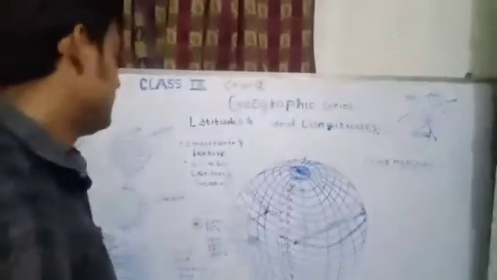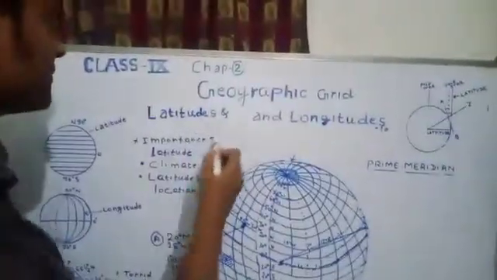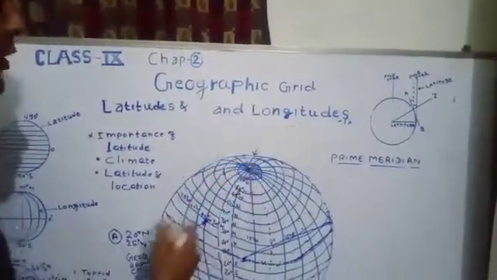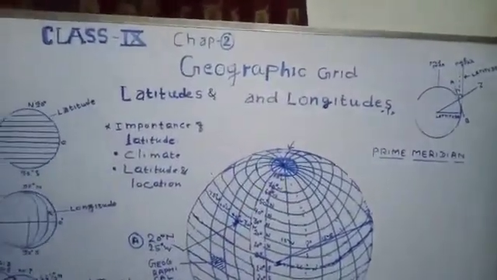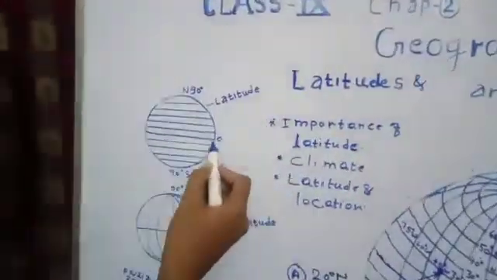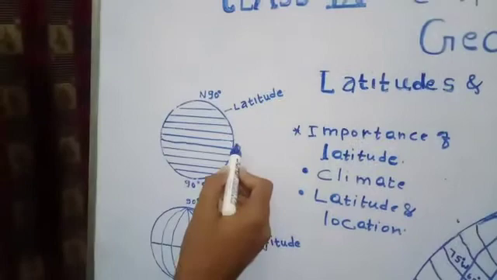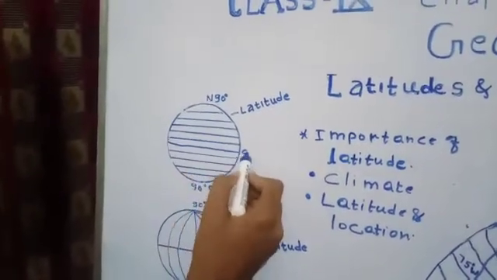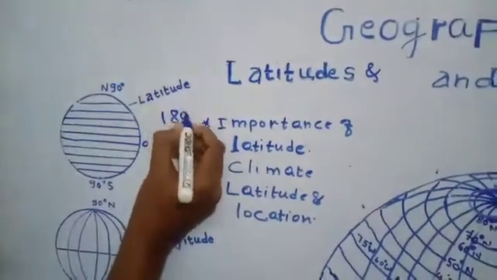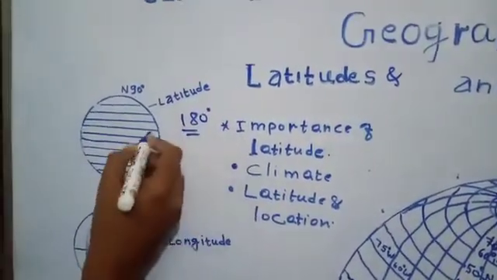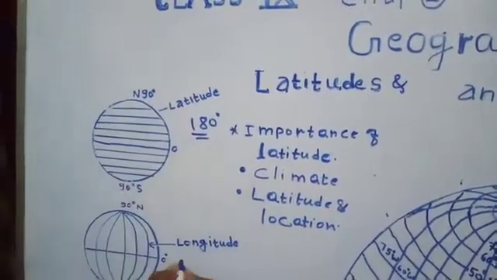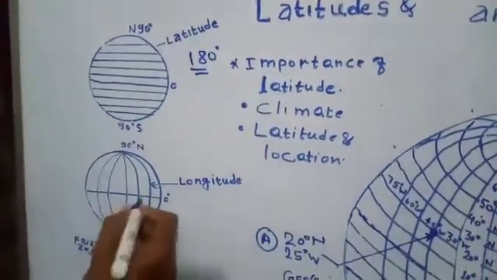So far I have explained latitudes, and now in this video lecture I am going to explain longitude. Students, as you can see, in the case of latitude, all the lines were parallel to the equator. We have seen there are 180 latitudes on our earth surface, 90 in the northern hemisphere and 90 in the southern hemisphere. Now we will see longitude.